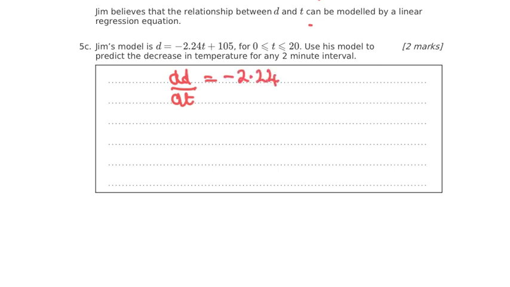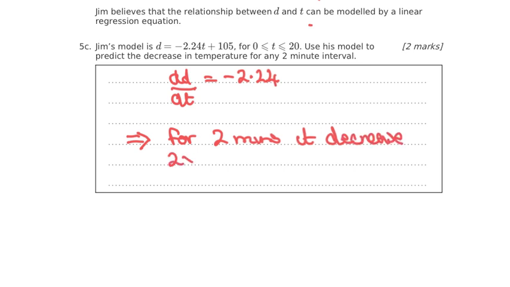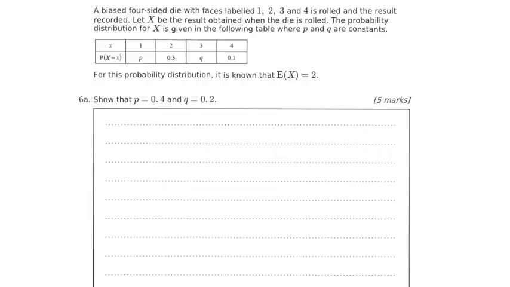That means for every minute the temperature decreases by 2.24 degrees. Therefore, for 2 minutes it decreases 2 times 2.24 degrees Celsius, which is equal to 4.48 degrees Celsius. In this question, you would have got no marks for using the table. It wants you to recognize that the equation given is a rate of change equation, and you have to use that.